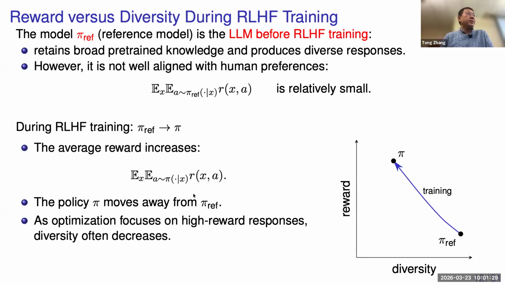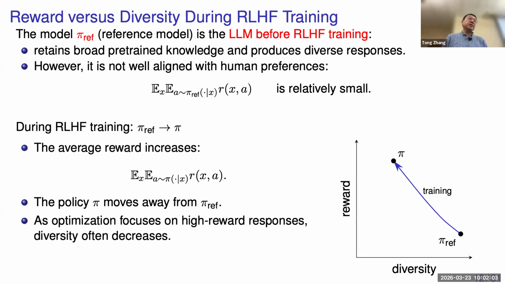Basically, once you move away, two things happen. One is diversity. I focus on diversity here, but also, as you move away, typically reward goes up. This is your training. Starting from here, low reward and good diversity, but then high reward and lower diversity. But in addition to diversity, there's something else we'll be losing. This one has good broad knowledge. Once you train, typically the knowledge starts to be lost.